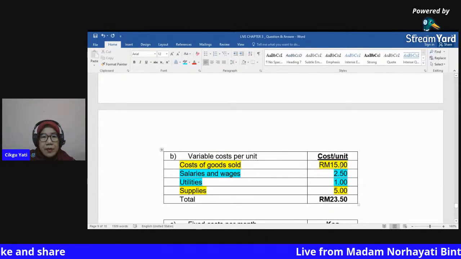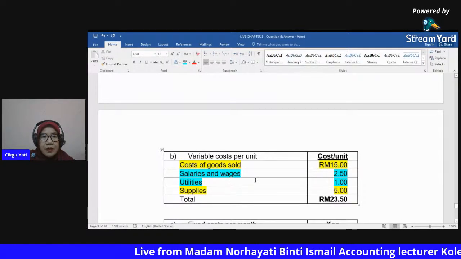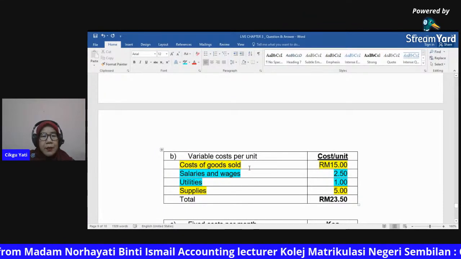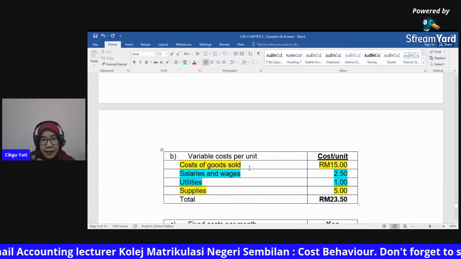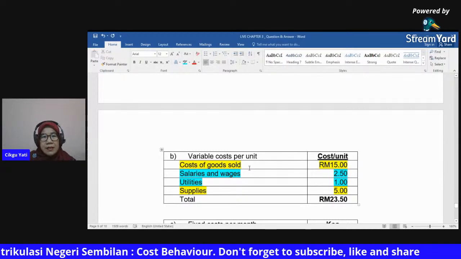This one variable cost is 15. Salaries and wages, this one represents the variable cost per unit. This one salaries and wages and utilities, that one is mixed cost. But we have already segregated the variable cost per unit from the fixed cost. So this is the answer.